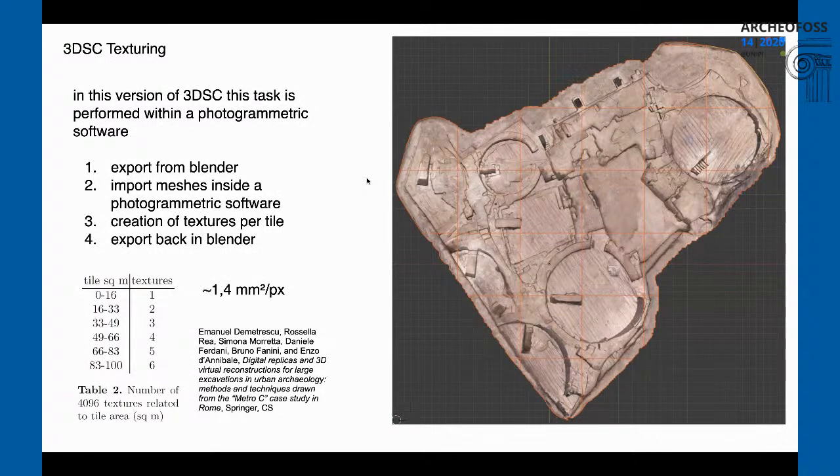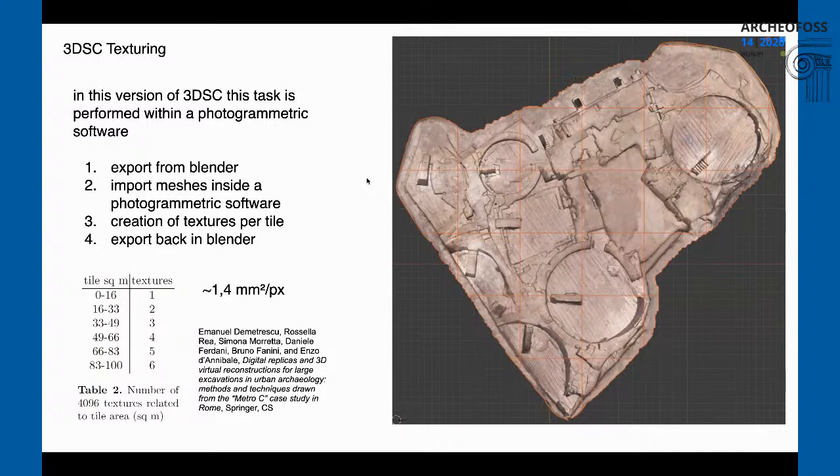And here, in this version of 3D Survey Collection, for the task of creating the textures for our open world, level of detail landscape, we need to go back to a photogrammetric software. We can export a bunch of tiles from Blender and import the meshes inside a photogrammetric software, also with different scripting that we are not covering here. These scripts will be released as well, and the creation of textures per tile.